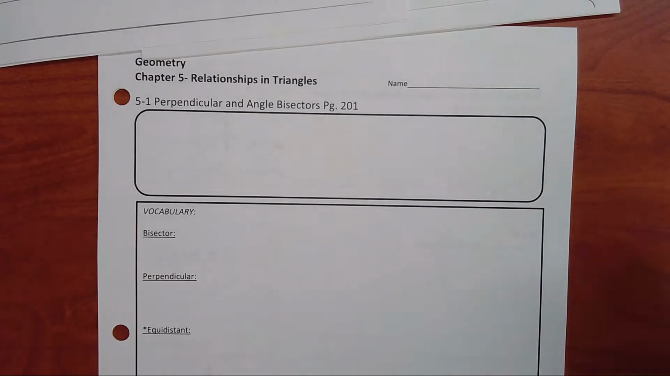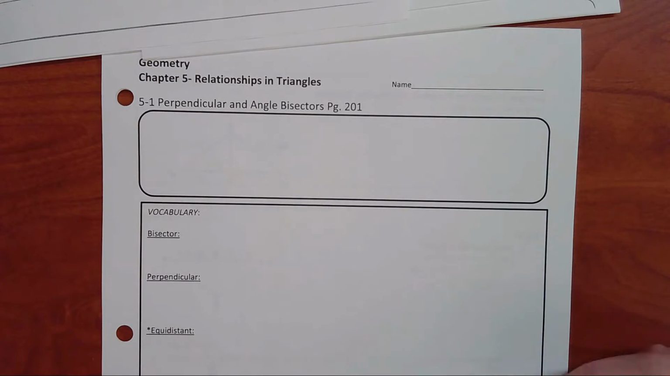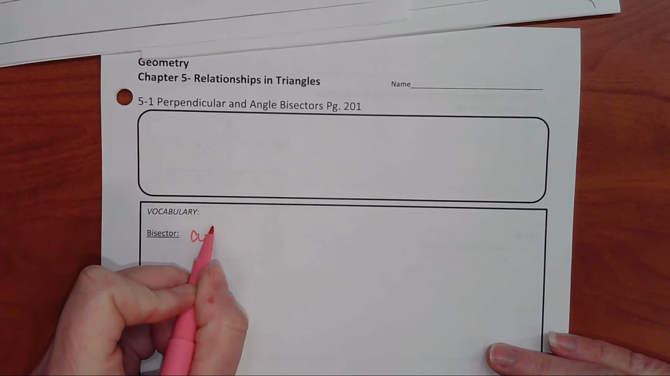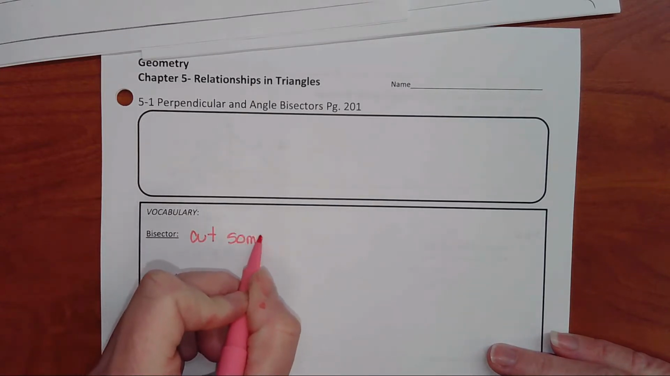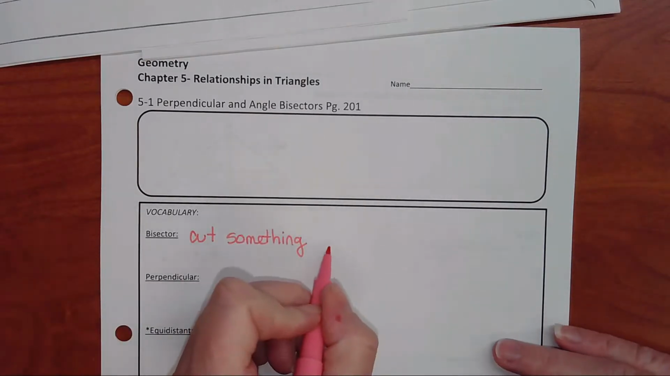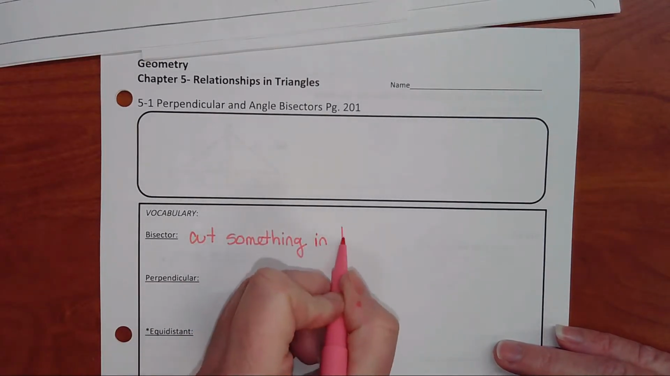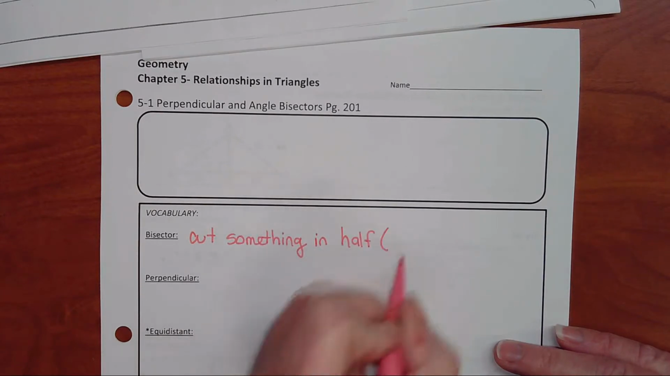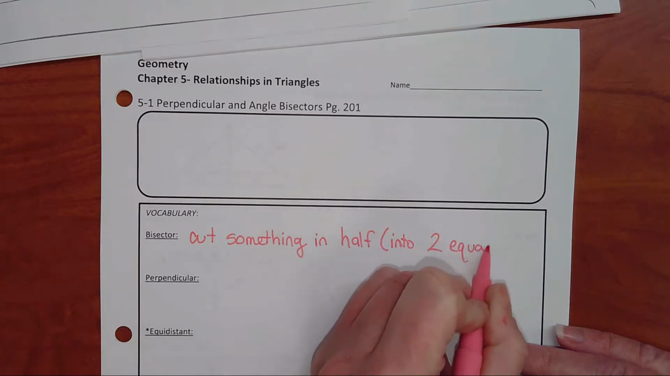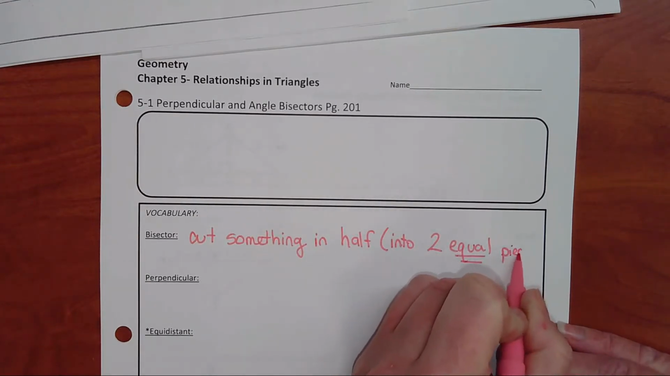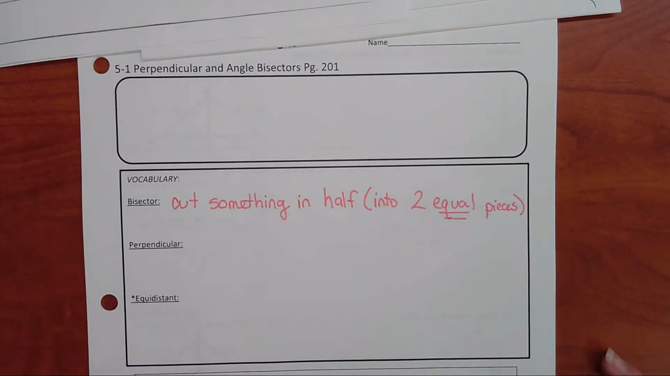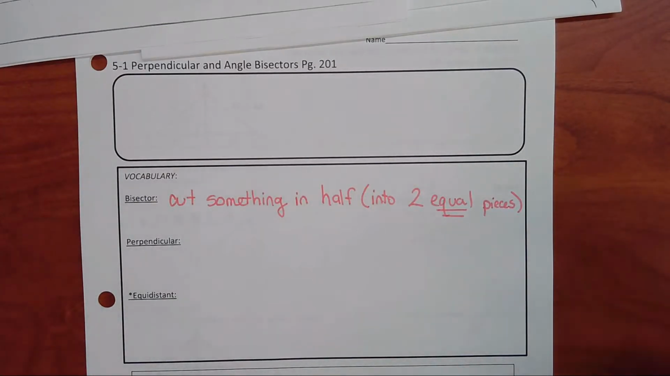They're both bisectors though. What a bisector is, it bisects, which means it is going to cut something, and I'm saying something because we're going to deal with angles and segments. It's going to cut something in half, into two equal pieces. So you're going to be setting a lot of things equal to each other today. That's what a bisector does. It cuts something into two equal pieces, or cuts something in half.